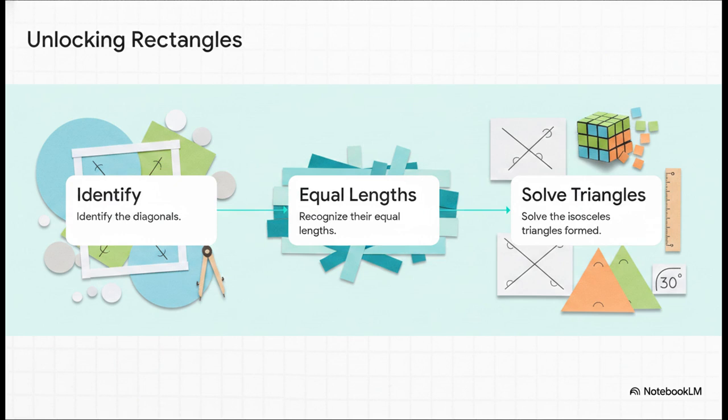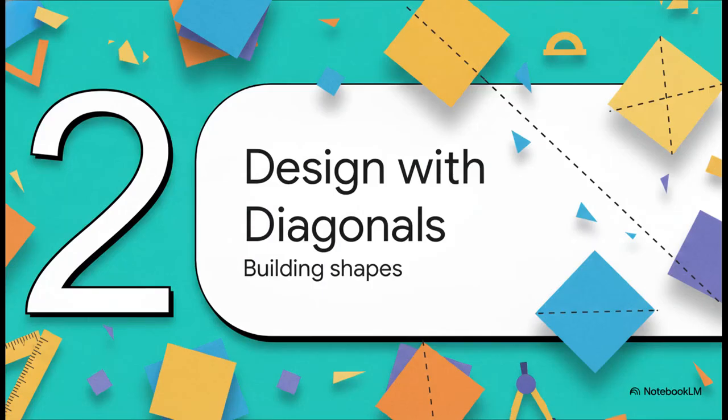Step 1, we identify our diagonals. Step 2, those tick marks tell us they bisect each other perfectly, leaving segments of the exact same length. And step 3, well, equal segments mean isosceles triangles. Once you realize that a 30-degree angle on one side absolutely dictates a matching angle on the other, the whole rectangle just unravels like a solved Rubik's Cube. Finding just one single angle structurally locks in all the rest. It's brilliant.